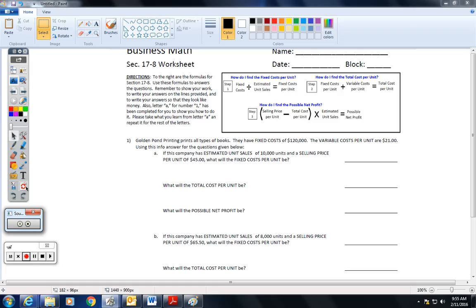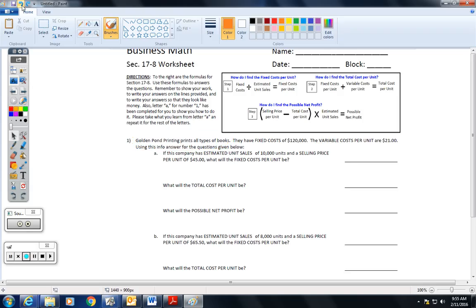Today, I'm going to do it a little bit differently than I've done it before, and I'm going to take over the whole screen of my computer to show you how to do Section 17.8. In Section 17.8, what we are looking at is companies and the decisions they have to make on the amount of items that they try and produce. Today, for our example, we're looking at a company called Golden Pond Printing. They're real big into making all types of books.